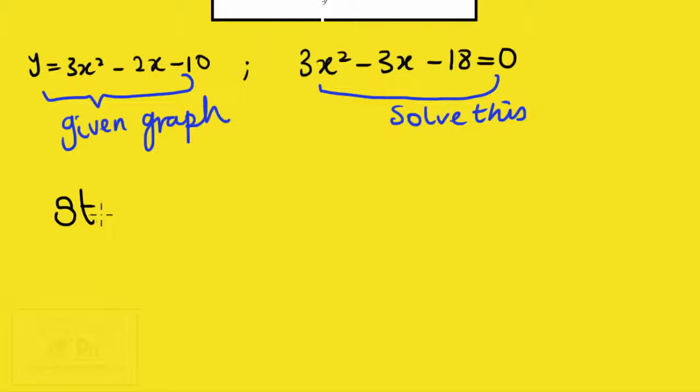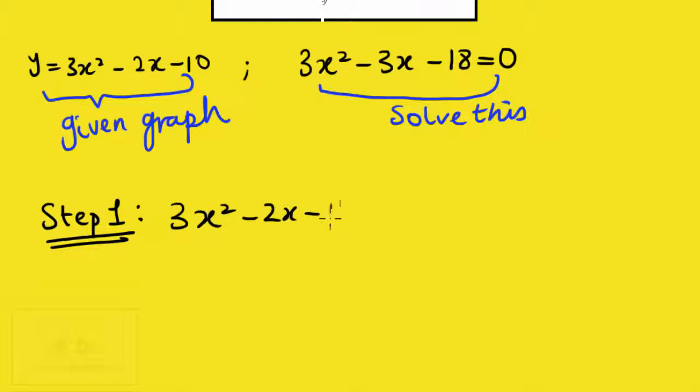So now we apply step 1. Step 1 says take the equation of the given graph and rewrite it so that y is on the right hand side by swapping the left hand side and right hand side. So step 1 is very easy. The equation of the given graph, just swap the left hand side and right hand side. Doing that gives me 3x squared minus 2x minus 10 equals y. I'm going to call this equation 1. So that's step 1. We have 3 more steps.